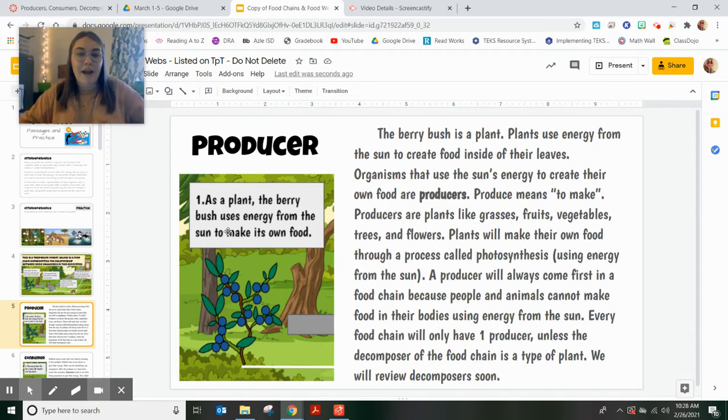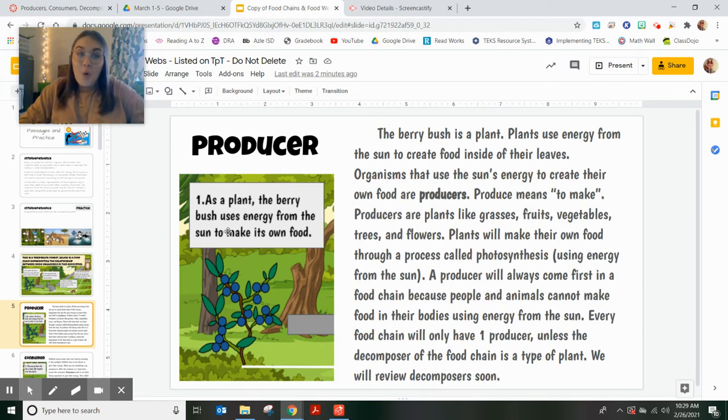So producers like grasses, fruits, vegetables, trees, and flowers, they make their own food through a process called photosynthesis. So they don't eat anything because we have to eat something to get our energy. They don't eat anything. They make their own food, and they do that by doing a process called photosynthesis. A producer always comes first in a food chain because people and animals cannot make food in their bodies using energy from the sun. So we can't just lay out by a pool and be full from the sun's energy. We have to eat something else.